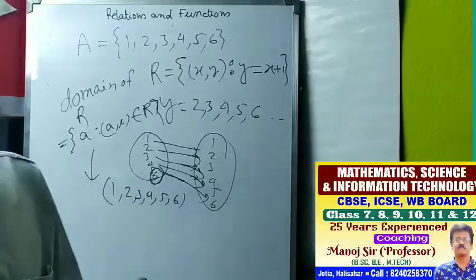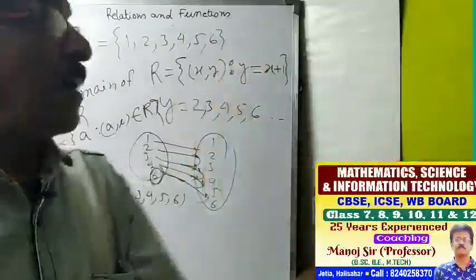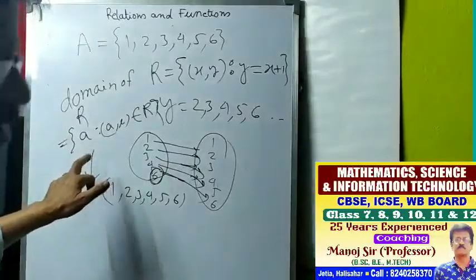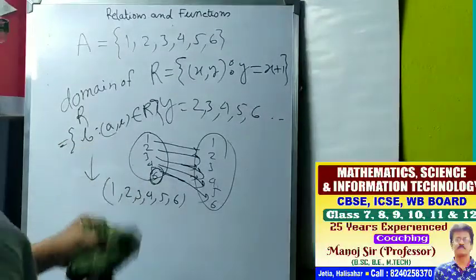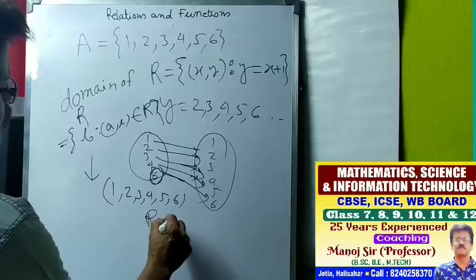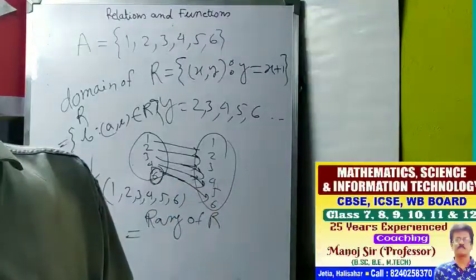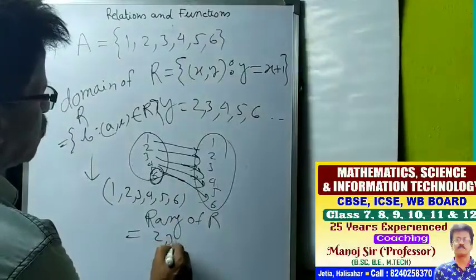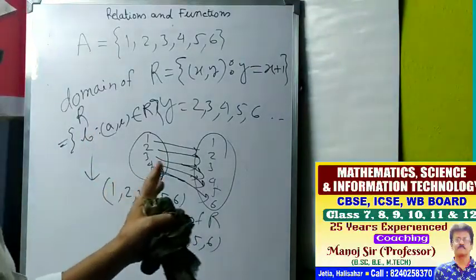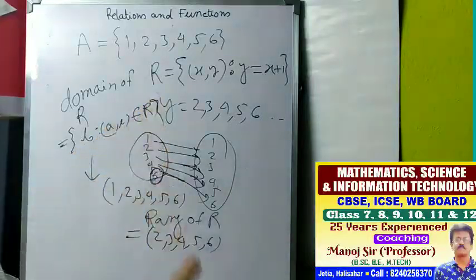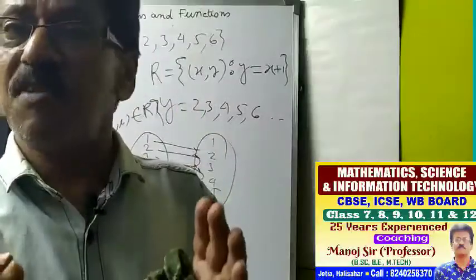For the range, the definition remains the same, but instead of a we have to write b. So the range of R will be the set of second elements. That means here the range will be 2, 3, 4, 5, 6 and 7. This is from our previous class, but in this class we are discussing only functions.